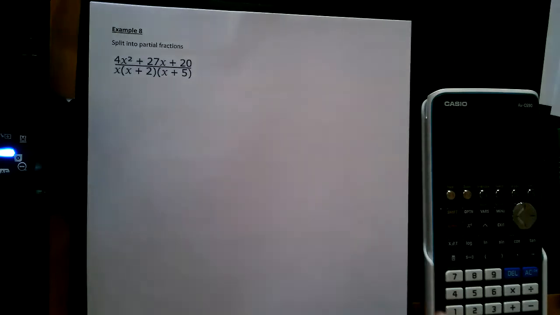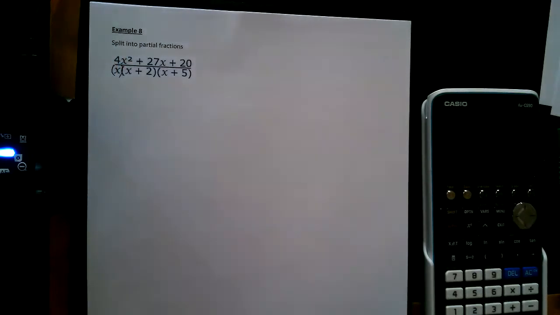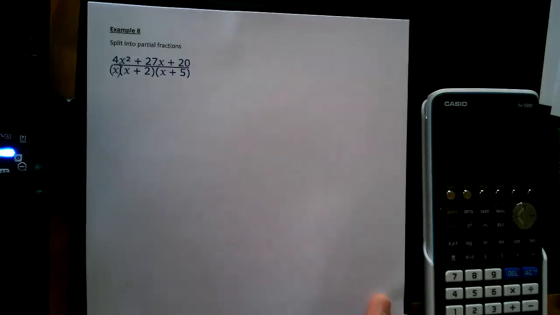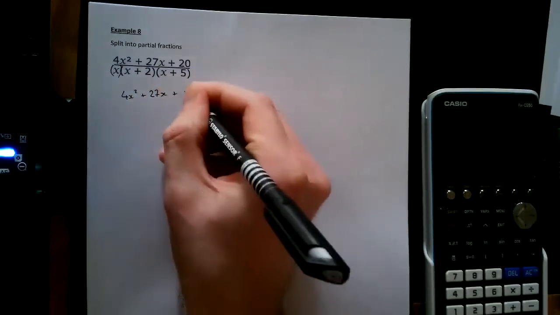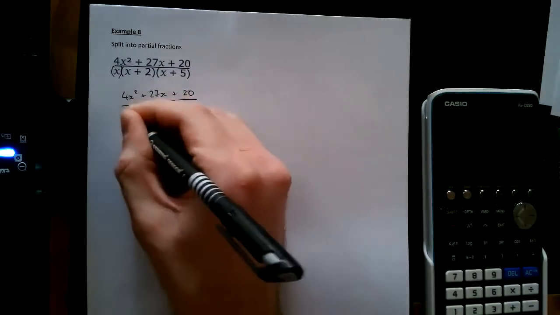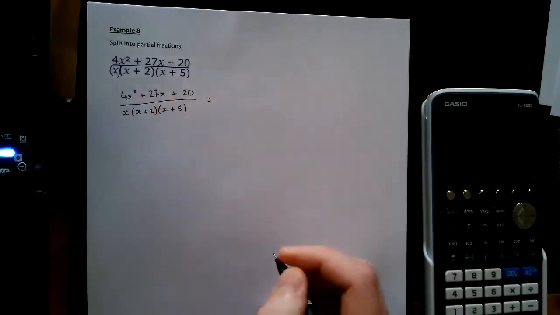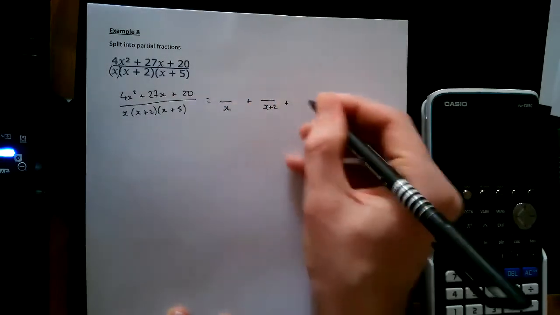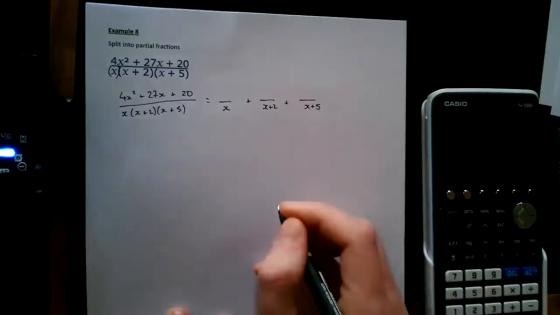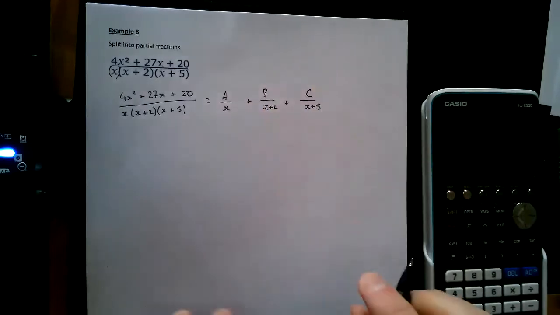So this time, there's 3 factors on the bottom. There's the x, x plus 2, x plus 5. So this time, 4x squared plus 27x plus 20 over x, x plus 2, x plus 5. Well, if I write it as separate fractions, I'm going to get something over x plus something over x plus 2 plus something over x plus 5. So I don't know what these numbers are, so I'm just going to call them a plus b plus c.